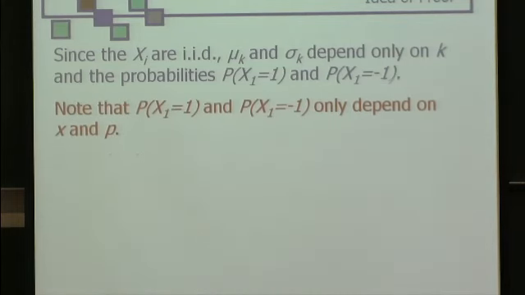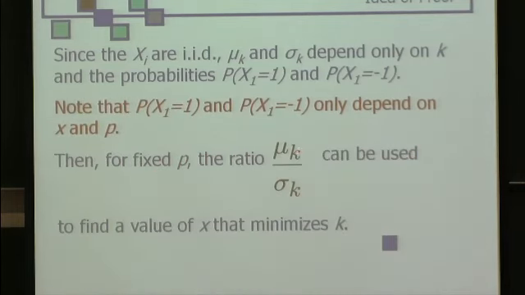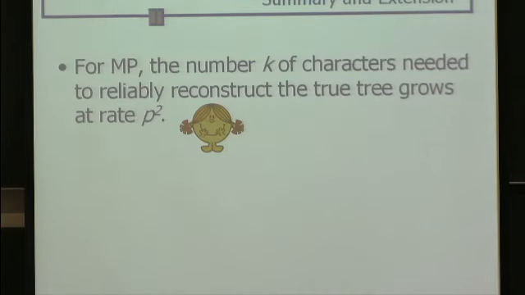And in the end, this enabled us to use the ratio of mu k over sigma k to find a value of x that minimizes k, where k was the number of characters needed. Okay, so for maximum parsimony, we now know that the number of characters needed to reliably reconstruct the true tree grows at a rate of p squared.